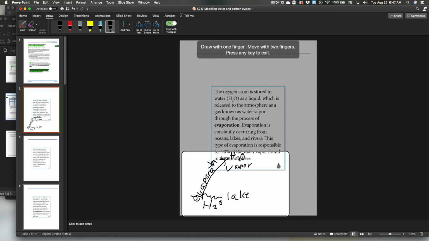Okay, so this card is telling us that our oxygen atom is stored in water as a liquid, and it's stored in oceans, lakes, and rivers. And then evaporation takes place, and then we have water vapor in the atmosphere. Okay, and that's pretty much it. That's what the drawing part of this first card would look like, and that's how you take the words and turn it into a drawing.